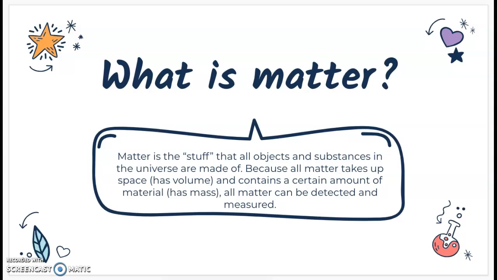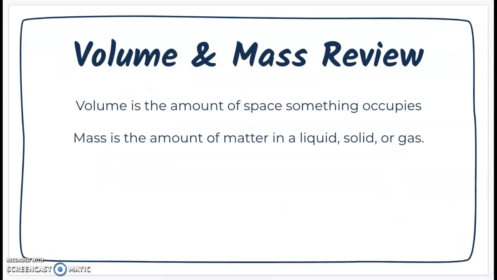So what that means is that we can measure matter because all matter has space, so it has volume, and mass, material. All right, so what are volume and mass again? Volume is the amount of space that something occupies. When we talked about volume, we talked about how we could put liquid in cylinders and figure out what the volume of that liquid is, because it's the amount of space that liquid occupied.